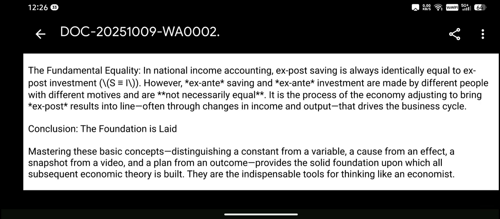Conclusion: foundation is laid. Mastering these basic concepts, distinguishing a constant from a variable, a cause from an effect, a snapshot from a video, and a plan from an outcome, provides the solid foundation upon which all subsequent economic theory is built. They are indispensable tools for thinking like an economist.